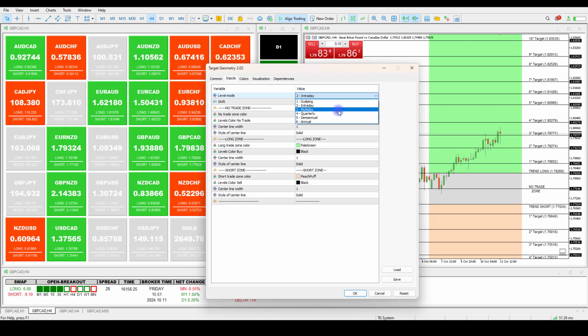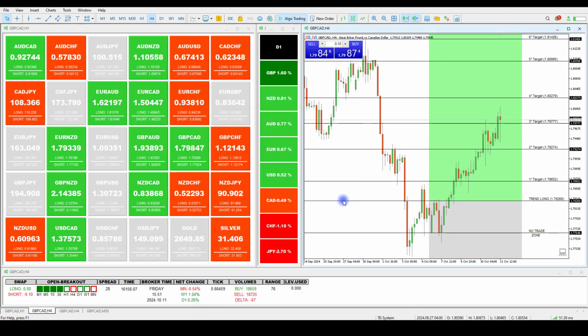The multi-day grid forms in correspondence with the monthly open. The quarterly begins at the trimester's open. The semi-annual grid starts with the semester open and, lastly, the annual one appears at the yearly open. The reference time frame has to be selected on the basis of the operational time horizon.